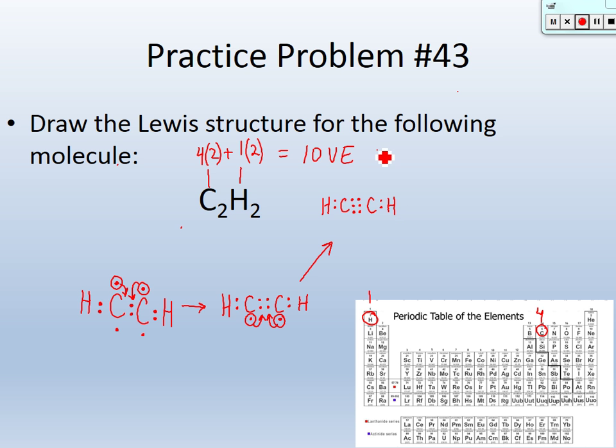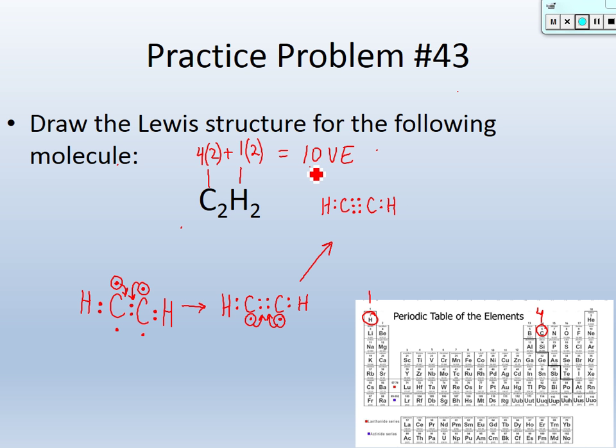So now let's count and see if it's obeying the octet rule. Nothing changed with my hydrogen. They still have 2, which is what they want. Now let's see how many electrons it feels like this carbon has. So 1, 2, 3, 4, 5, 6, 7, 8. So now it feels like this carbon is obeying the octet rule. Let's count for this carbon. 1, 2, 3, 4, 5, 6, 7, 8. And so everyone's obeying the octet rule now.